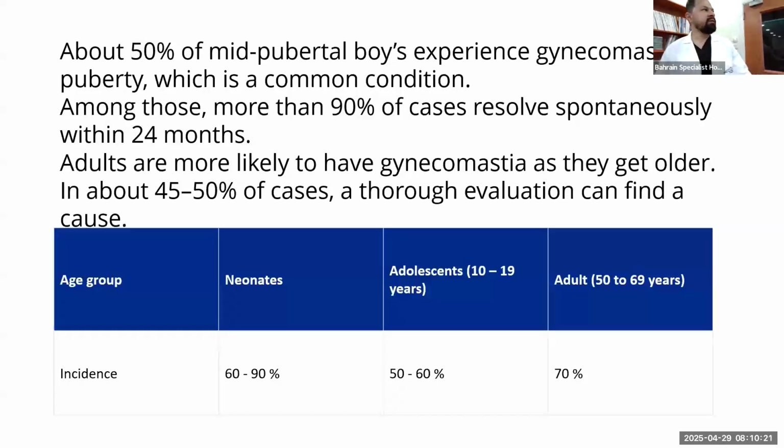So about 50% of mid-pubertal boys experience gynecomastia of puberty, which is a common condition. Among those, more than 90% of cases resolve spontaneously within 24 months. Adults are more likely to have gynecomastia as they get older. In about 45 to 50% of cases, a thorough evaluation can find a cause in this population. So the incidence is 60 to 90% in neonates, and 50 to 60% in adolescents, and around 70% in older adulthood.